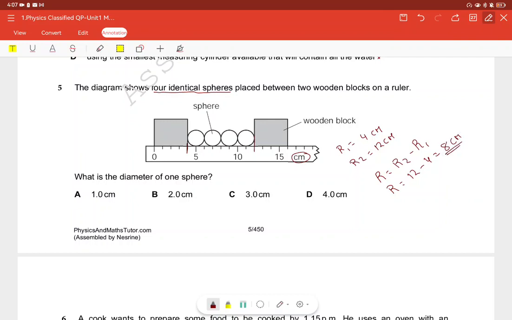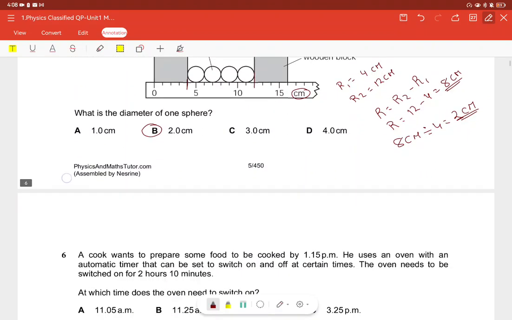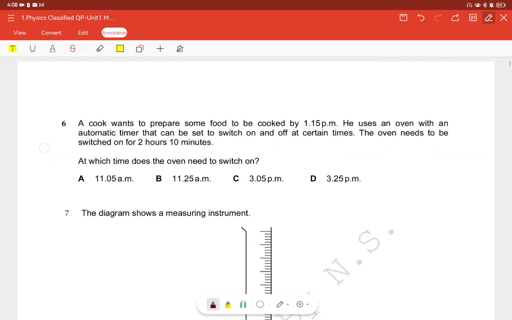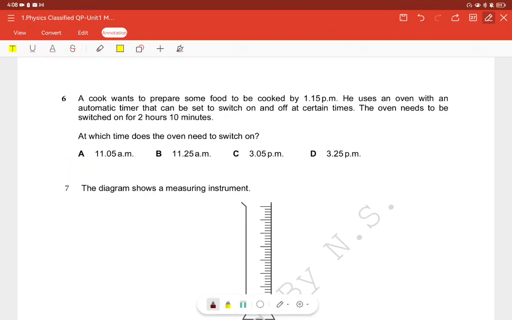Right? If the 4 of them makes 8 centimeters, how would I find the diameter of one of them? So 8 centimeters divided by 4 of them is equal to 2 centimeters. That means the diameter of one sphere is option B, 2 centimeters. Very good. Question 6. A cook wants to prepare some food to be cooked by 1:15.